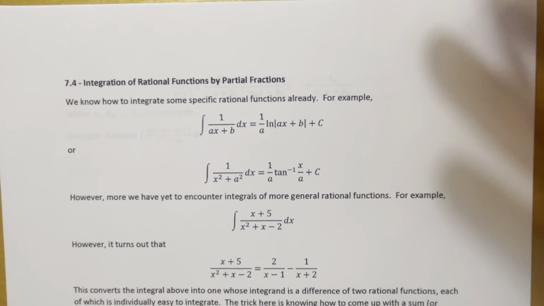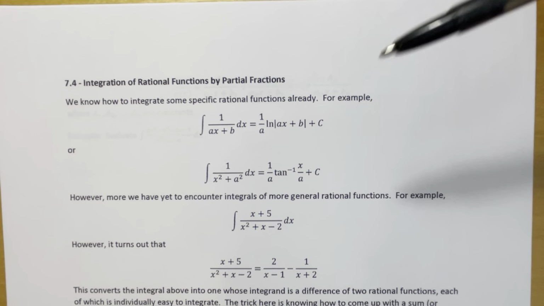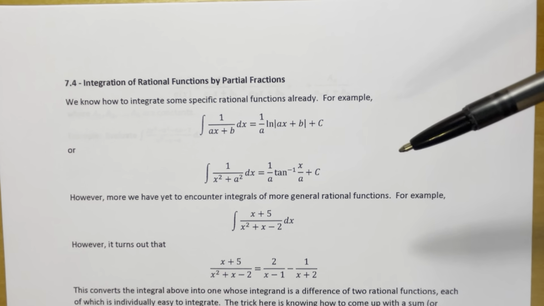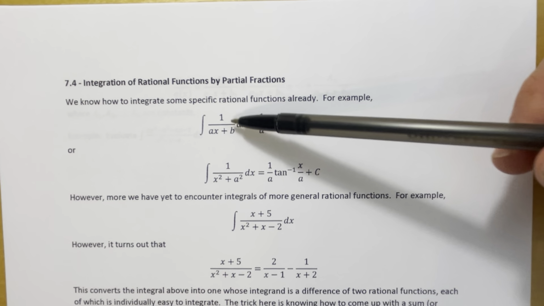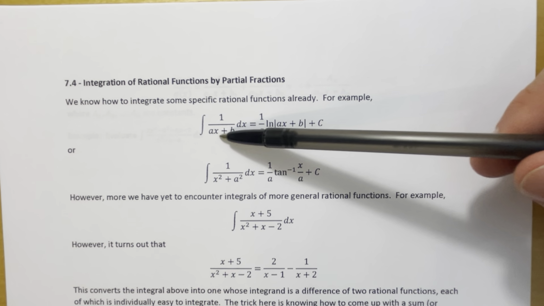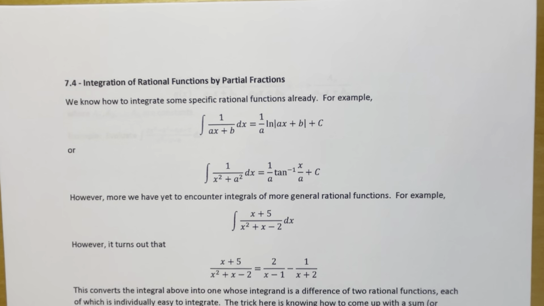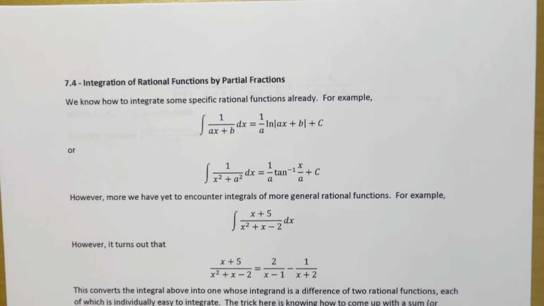Now, this isn't brand new territory for us. We have integrated rational functions before, but they've only been specific types. So for example, any function that has this form to it: 1 over some linear polynomial. That means a polynomial of degree 1. Remember, the degree of a polynomial is the highest exponent on your variable.